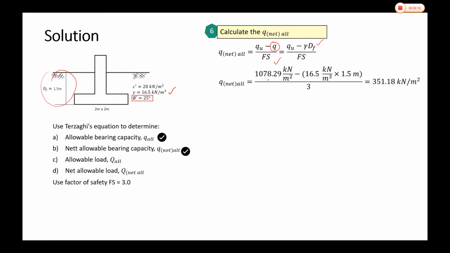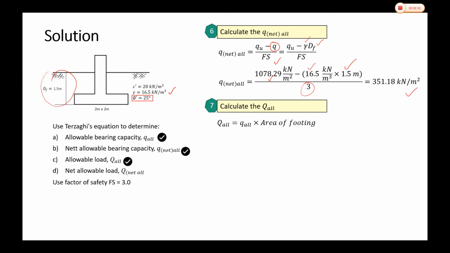All right, so we have the Q ultimate calculated in previous steps, and then we have the unit weight gamma here and the depth of foundation, and don't forget to divide by the factor of safety. So now we have the Q subscript net allowable. Now we go to the C. We need to determine the allowable load, capital letter Q subscript all.